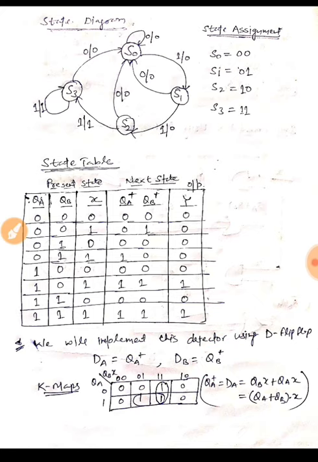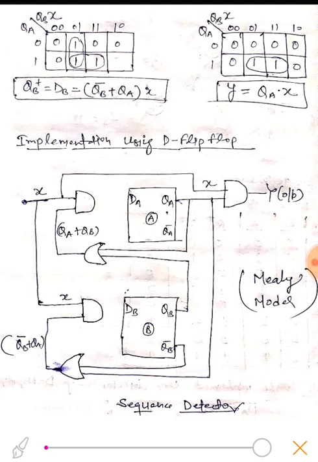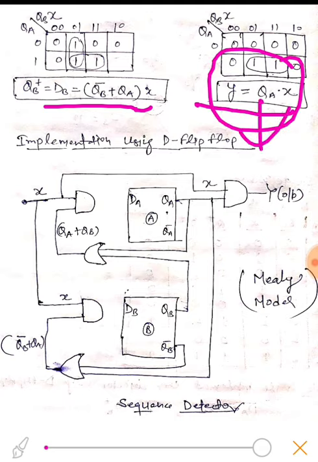So let's see here, DB would be equal to this, and we have calculated the expression for Y, which comes out to be QA into X. As it is a Mealy machine, the output depends on the present state and the present input as well, that is X. The output depends on both. If it was a Moore circuit, the output would not depend on X.